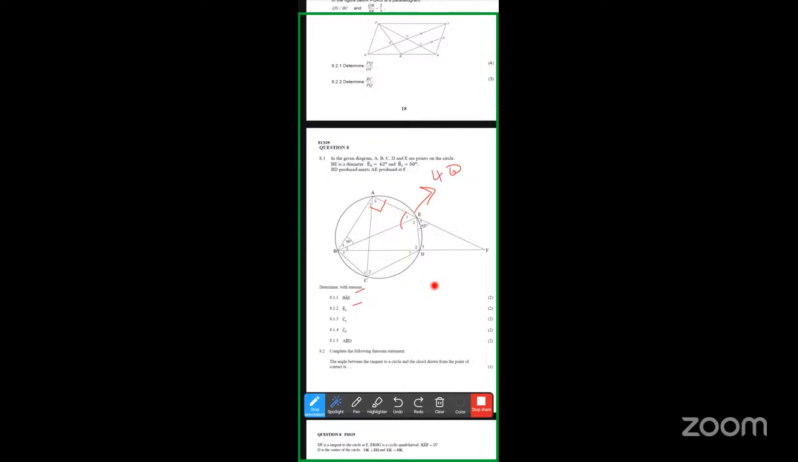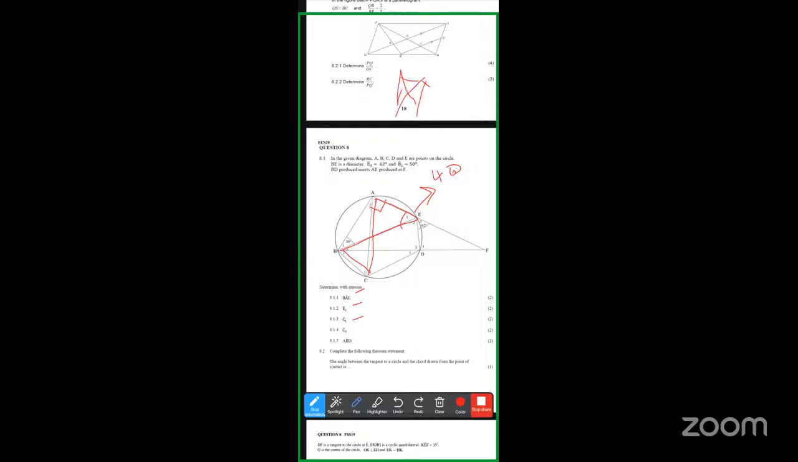You still guys cannot get it? 40 degrees, sir. Sorry? It's 40 degrees. Yes, it's 40 degrees because, okay, let me say, we have this diagram right here, the one that I was talking about, the bow tie one.